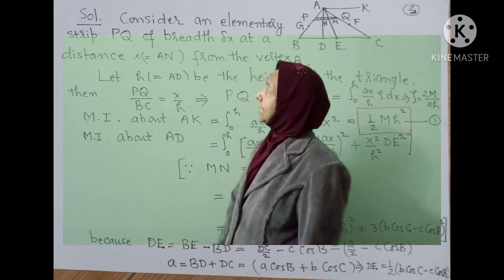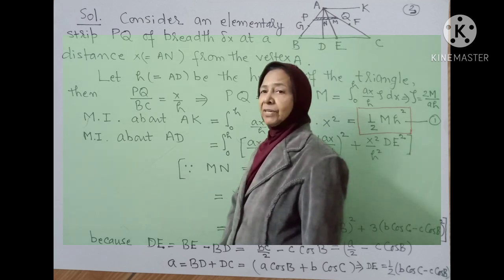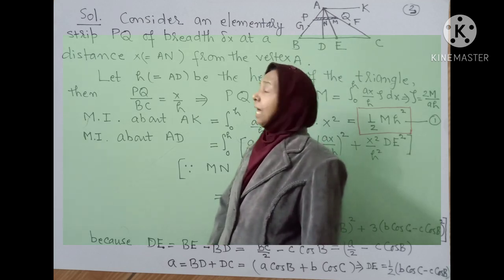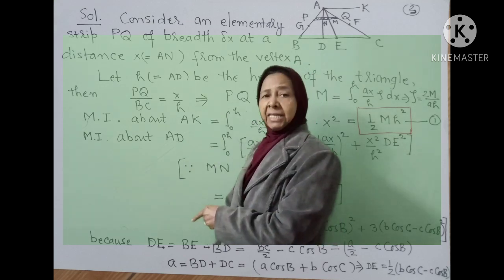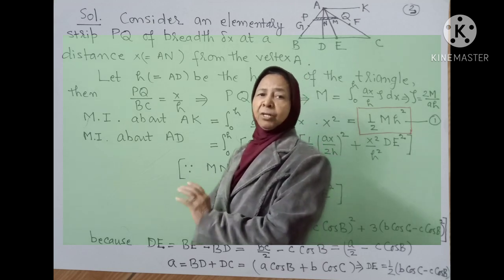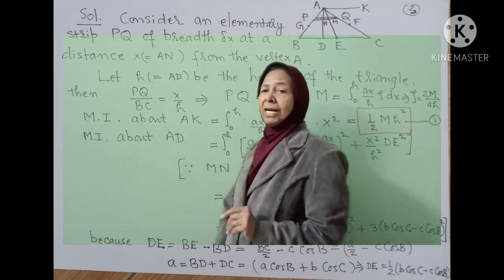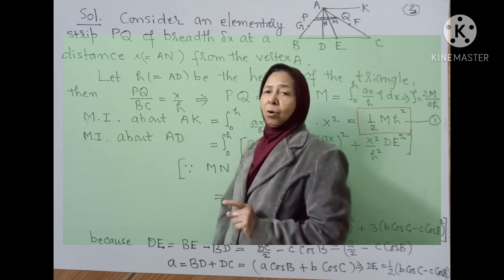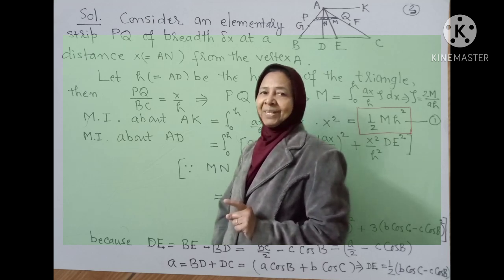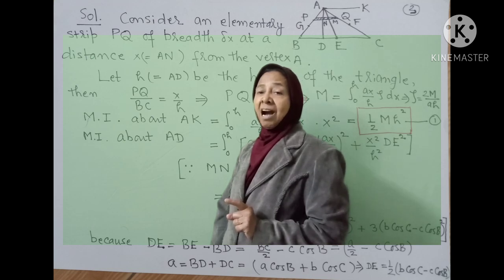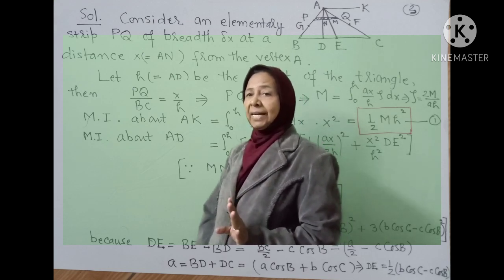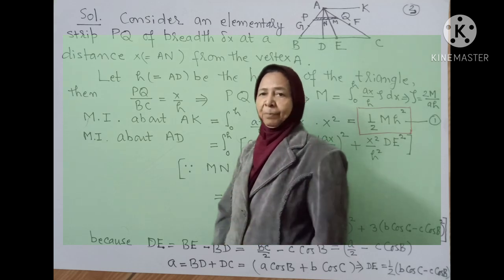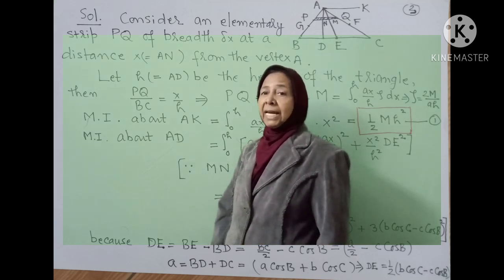Now the next is to find the moment of inertia about another line. One x-axis is AK, y-axis is AD. Now we have to find the moment of inertia of this triangular lamina about AD. Now how to find? We are going to use the theorem of parallel axis. First of all, we will find the moment of inertia of this strip PQ about AD.